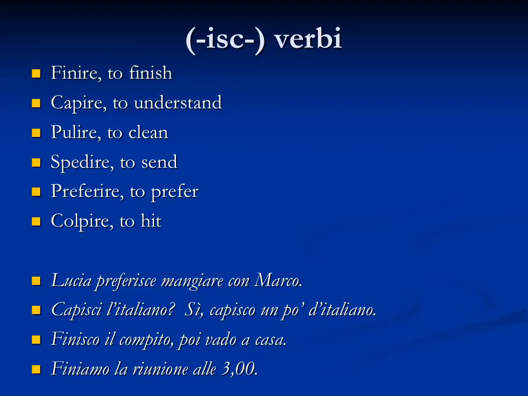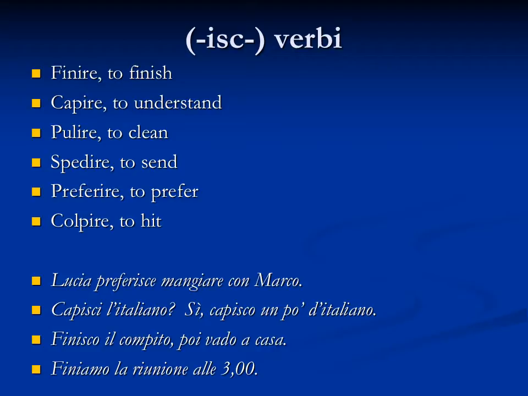Okay, well, all of these follow the exact same format as capire, inserting the -isc- between the stem and the ending for all the forms except for the noi form and the voi form. Looking at a couple of example sentences, we have Lucia preferisce mangiare con Marco, meaning Lucia prefers to eat with Marco. This particular construction of preferire plus a verb in the infinitive could be really useful because we could express a variety of preferences of things that we enjoy doing.